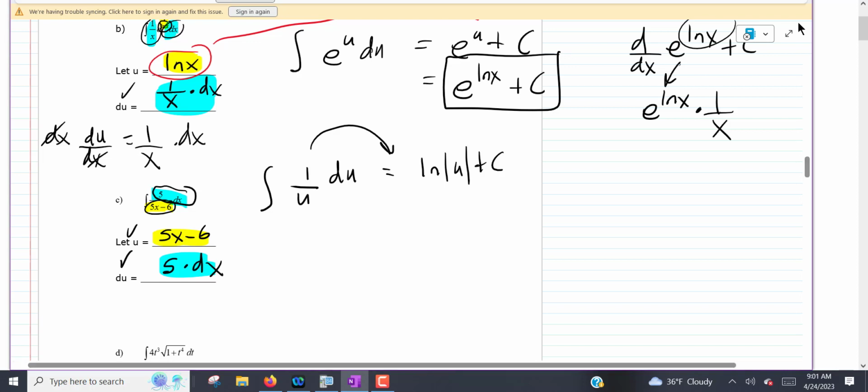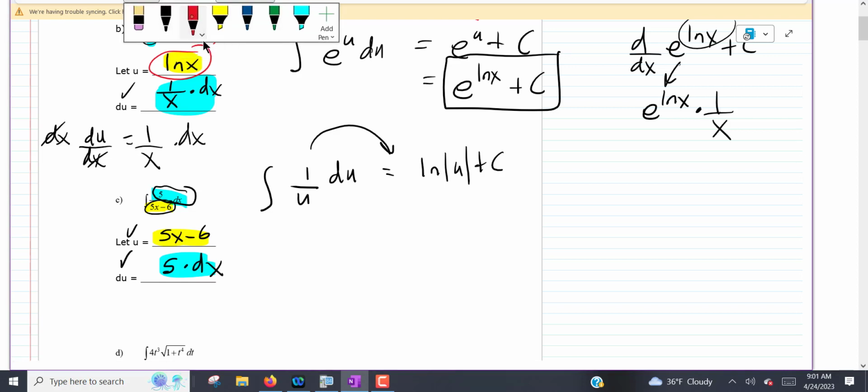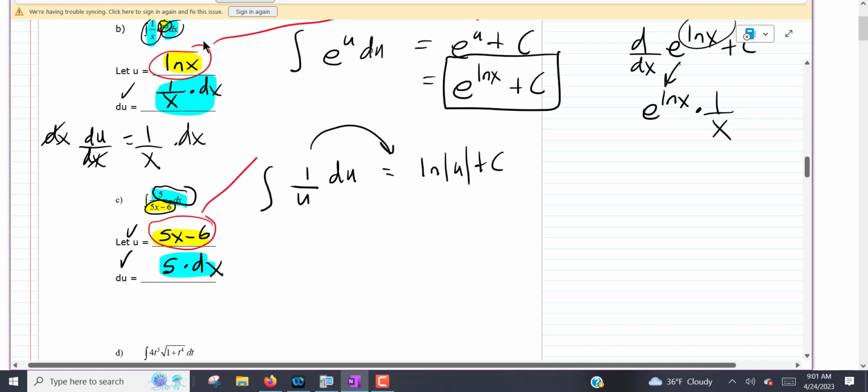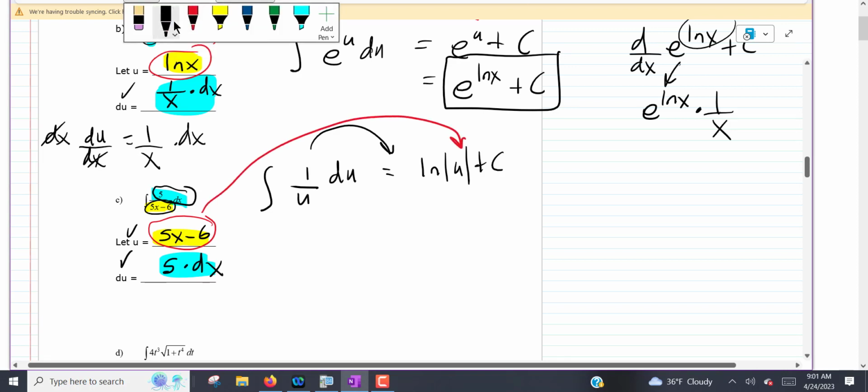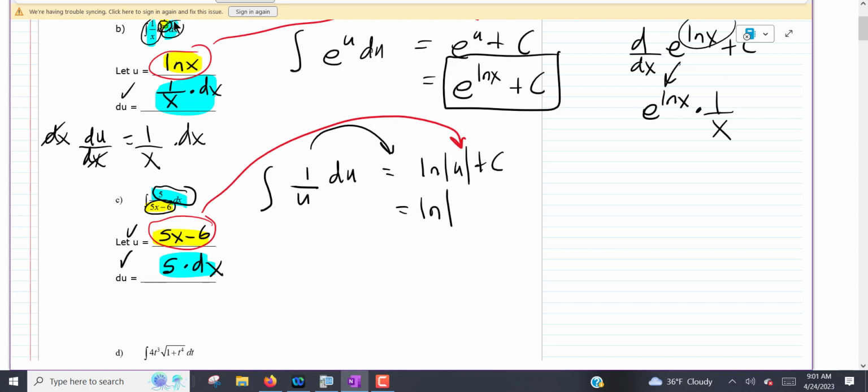Okay, and the last step, it's always the same. Don't forget to do this. Plug the u back in. So what you would get as your final answer is ln absolute value of 5x minus 6 plus c. Okay, that's how that goes.